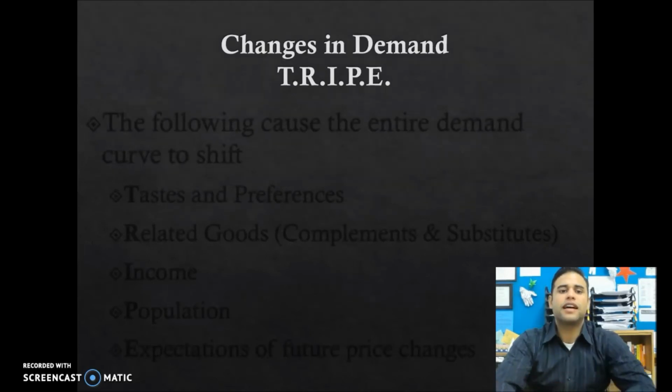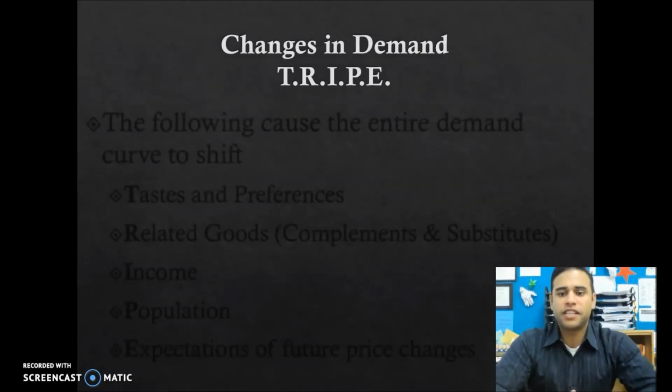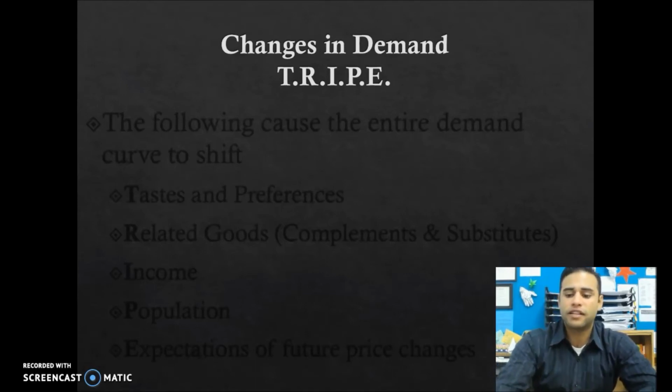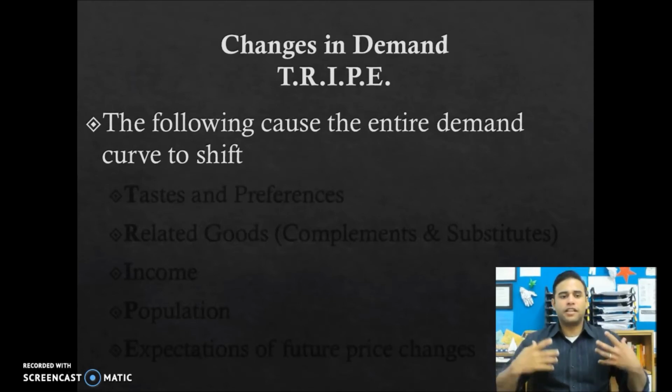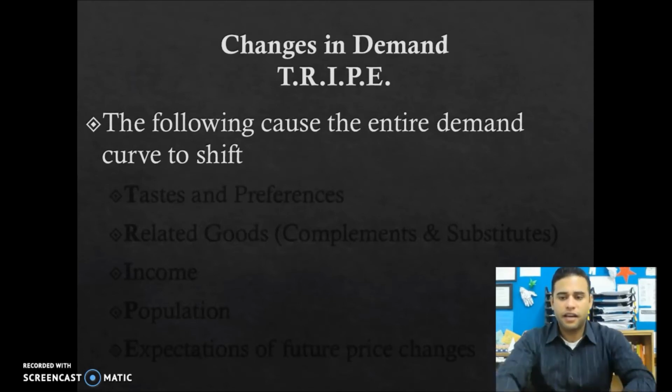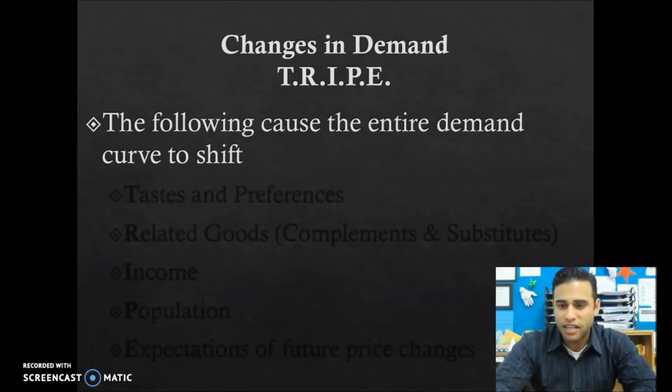Okay, so what are the kinds of things that will change demand? Well, we've got an acronym, and the acronym is TRIPE. But I'm not going to spend too long here because I don't want you to think of this in terms of, oh, I got to memorize the things that shift the entire demand curve. What I really want you to memorize and know is that if it's not the price that changed, then it was some behavioral change, and that's going to shift the whole curve.